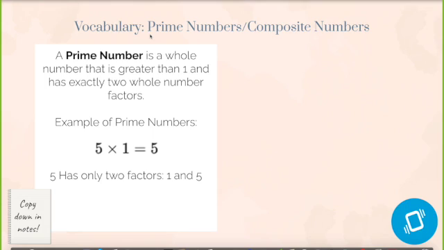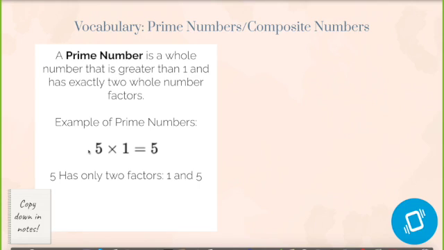There are different types of numbers, prime numbers and composite numbers, that will use factors. For example, a prime number is a whole number that is greater than 1 and has exactly 2 whole number factors. For example, a prime number could be the number 5. The only 2 factors you would have for the number 5 are 5 times 1.